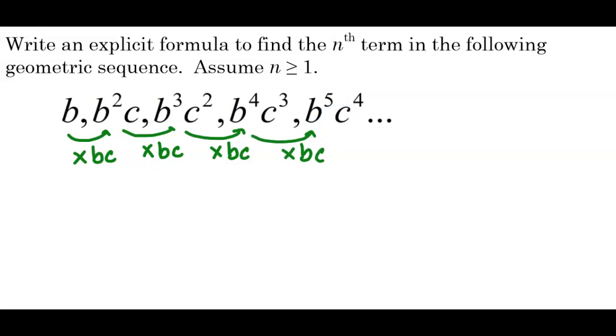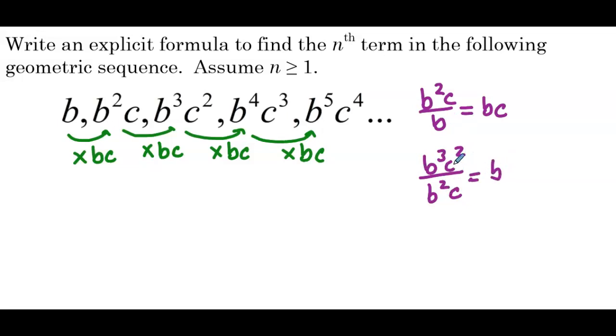This would be another good example to point out if you didn't recognize that at first, take ratios. So if I take b squared c divided by the term before it, which would be b. Well, properties of exponents, 2 minus 1 is 1, so bc. Now do it for the next two terms. So take b cubed c squared divided by b squared c. Again, properties of exponents here, 3 minus 2 is 1, so b. C squared over c, 2 minus 1 is 1, so bc. And we can verify that the common ratio is bc this way as well.